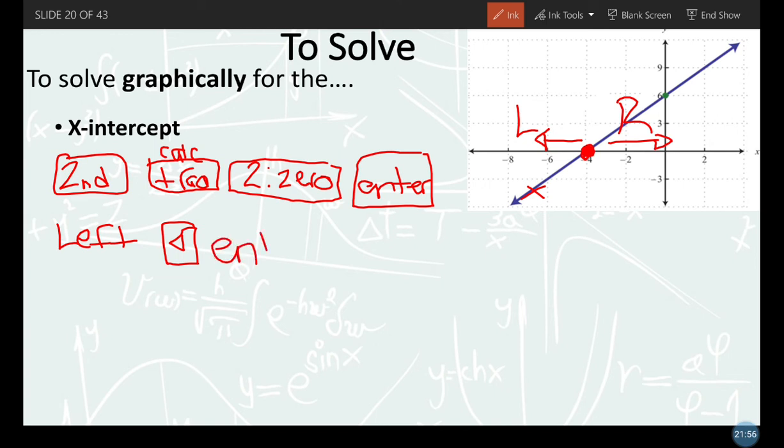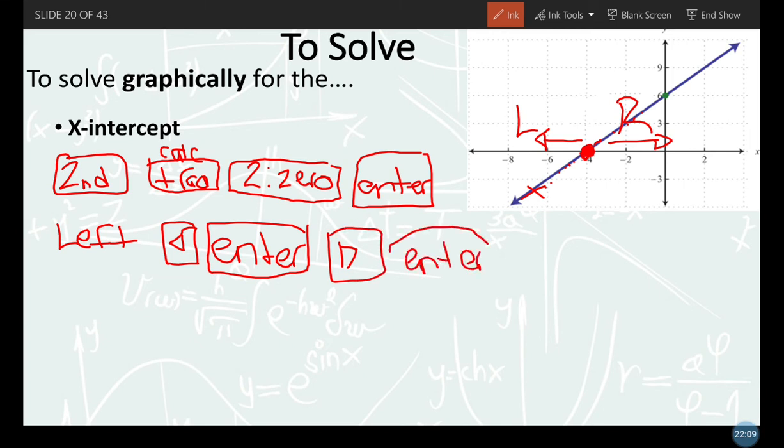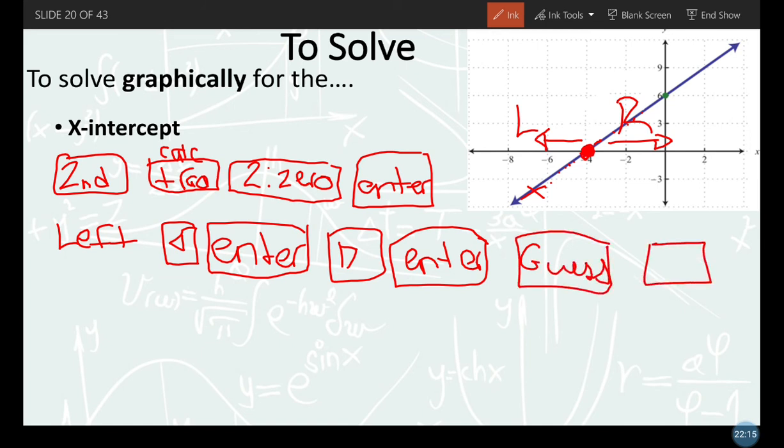Once you're left of the x-intercept, hit enter. Then you'll drag it back, because now it's saying, well, right bound. So then you're going to have to take your arrow, drag it right of the x-intercept, hit enter. And then it says guess. Now, it doesn't really matter if you get it close. Usually I try and get it as close as you want. Guess, hit enter, and then it will tell you where the x-intercept is.